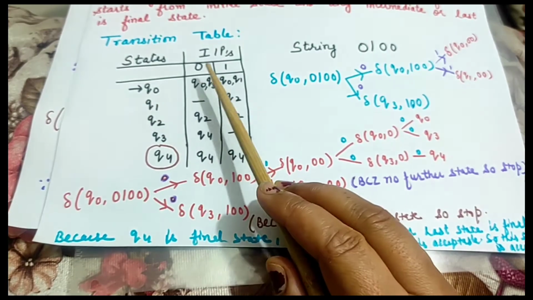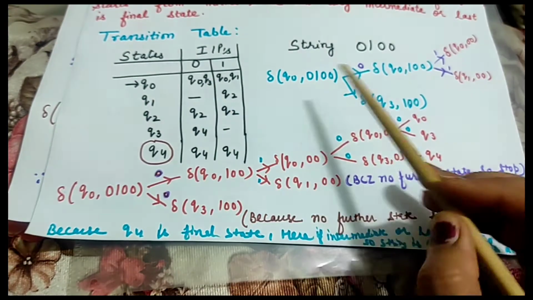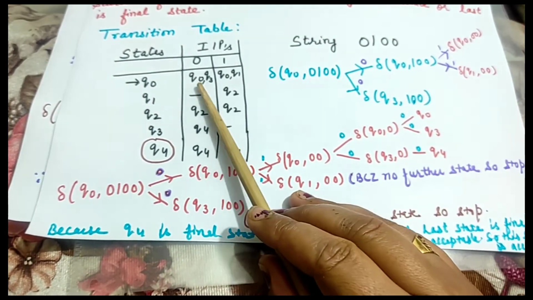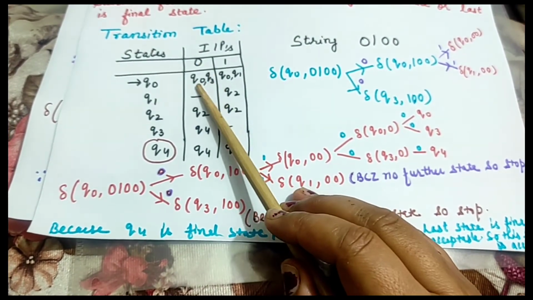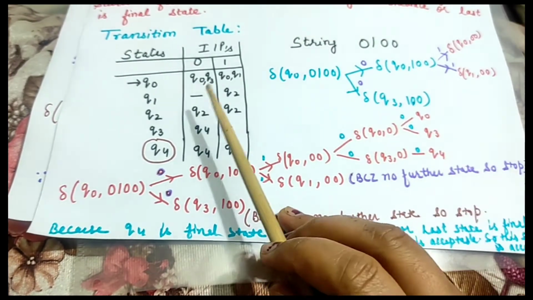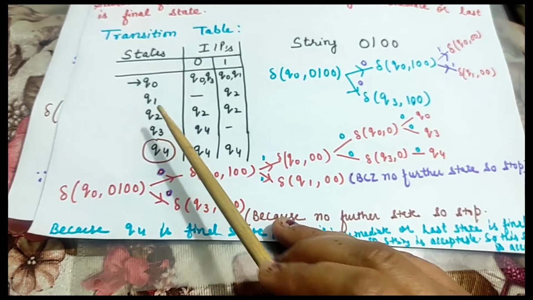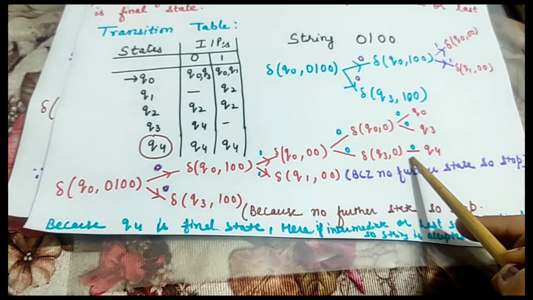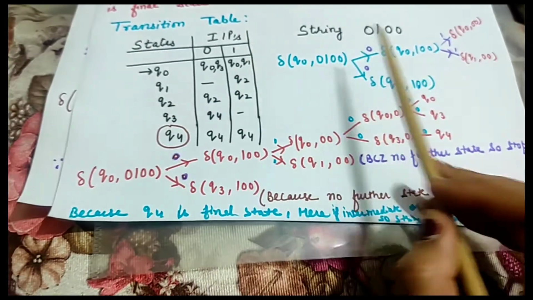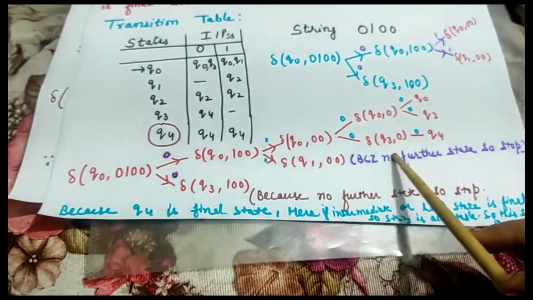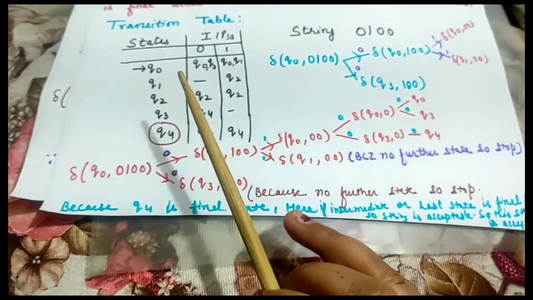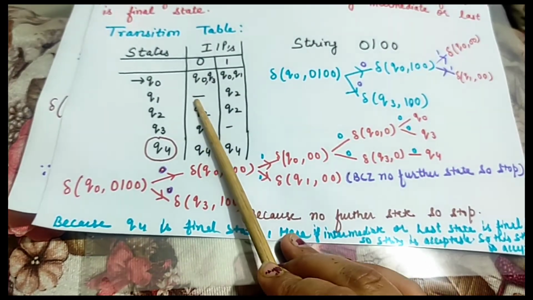Now for the Q0, when we provide the 0 input, there are two further states. These are known as Q0 and Q3. At the Q0, when we apply the 0 input, the next state is again Q0 and Q3. And for the Q3, when we provide the 0 input, the next state is Q4. Clear, students?